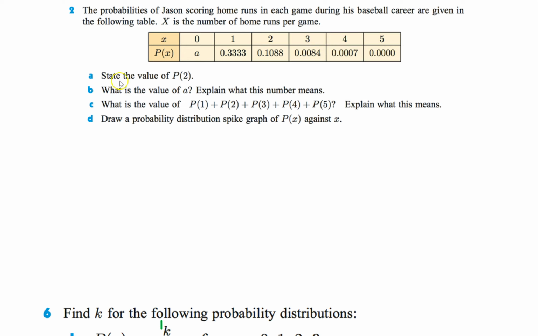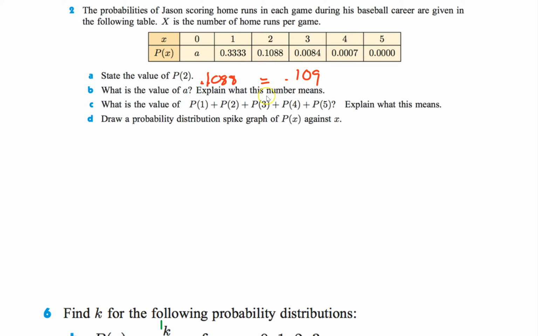Right? So first, state the value of P2. So the probability of 2. Remember, that's the probability he hits 2 home runs in a single game. That's just 0.10008, or round it to 3 significant figures, 0.109. So he has almost an 11% chance of hitting 2 home runs in a game.